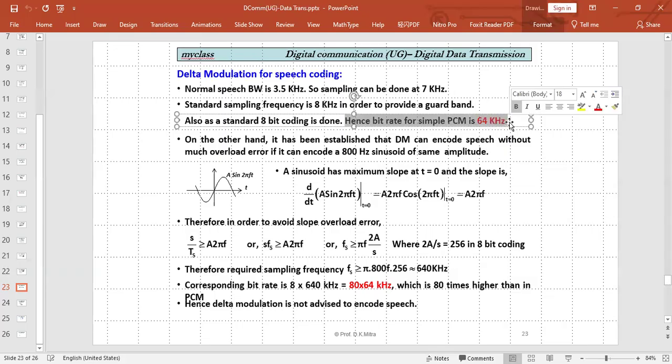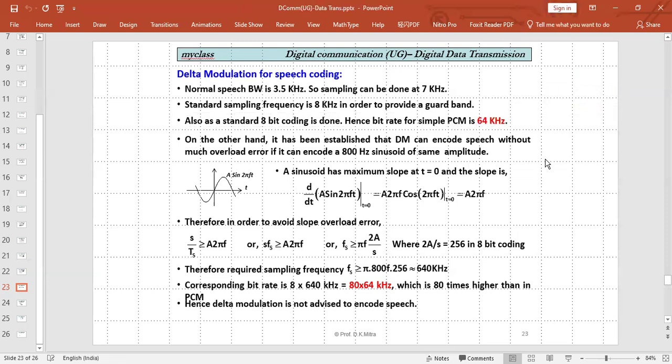Pulse code modulation is the basic technique that we discussed 2-3 days back. So remember that in pulse code modulation, the standard or conventional bit rate is 64 kilohertz and sample rate is 8 kilohertz. Now, let us compare this information with delta modulation. Then we have to avoid overload error that we discussed in the slide.